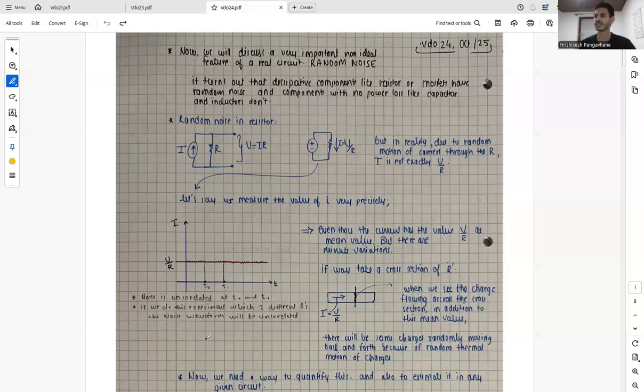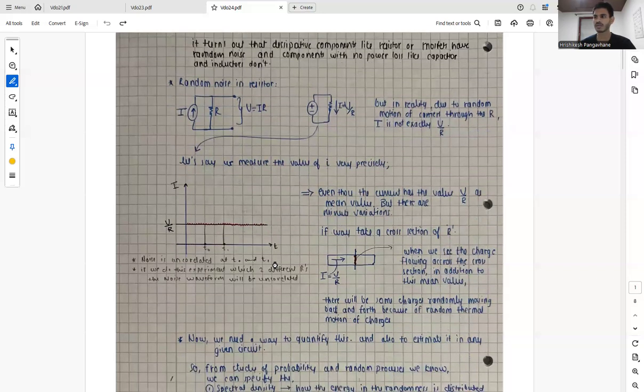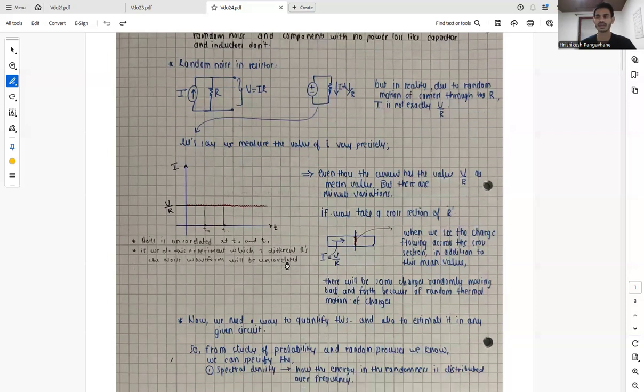So if we were to take a cross section of any resistor R, and the current I flows through it, which is V by R, then when we see the charge flowing across the cross section, in addition to this mean value V by R, there will be some charges randomly moving back and forth because of random thermal motion of charges. Now we need a way to quantify this, and we have to estimate it and eliminate it in any given circuit.